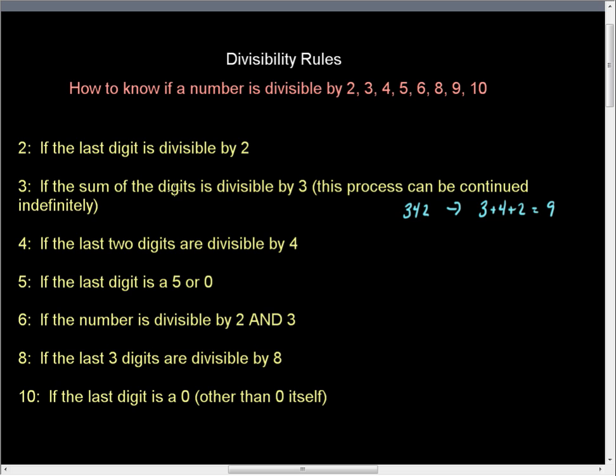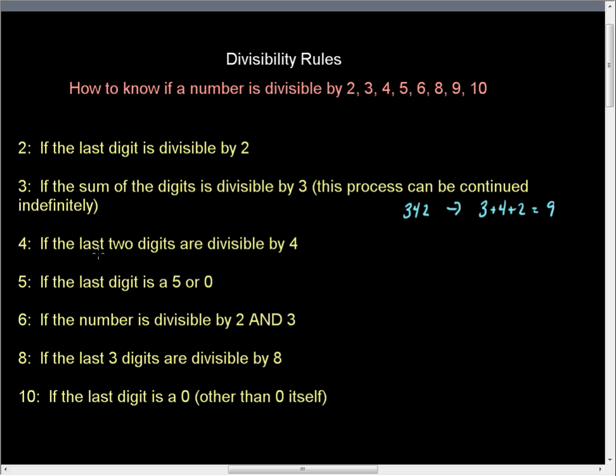Consequently, the same exact method is used for 9, sometimes called the rule of nines. If the sum of the digits is divisible by 9, the number is. If the sum of digits is divisible by 3, then the number is. So 342 is divisible by 3.